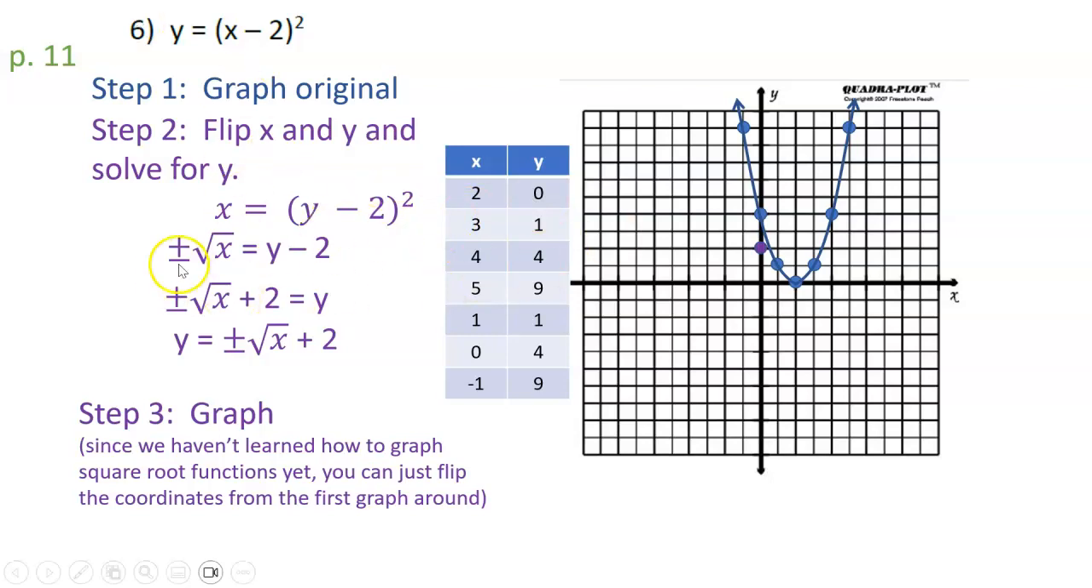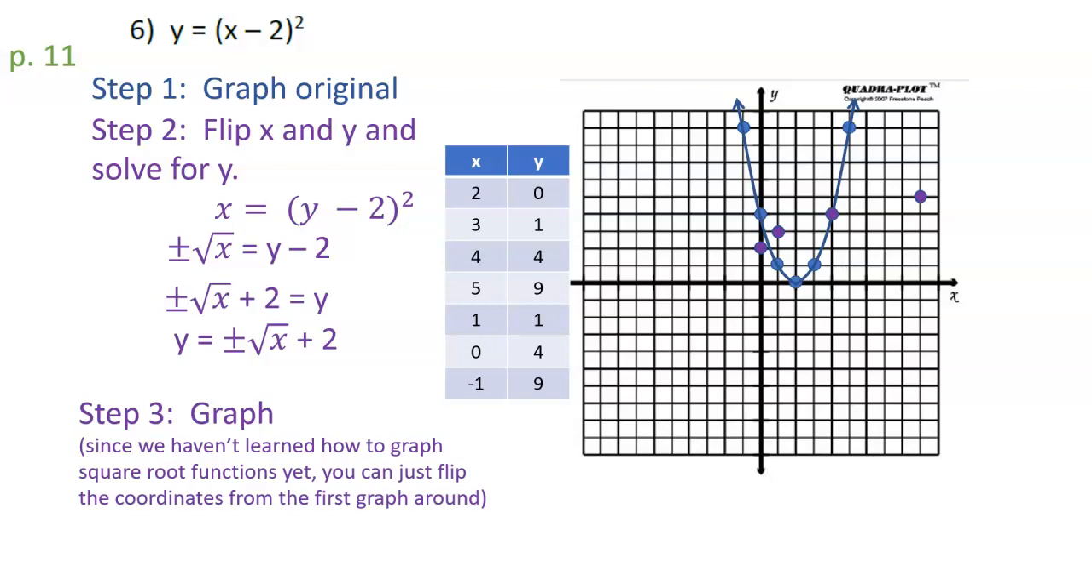Okay, the next point was 3, 1. Instead of doing 3, 1, we're going to do 1, 3. 4, 4 flipped is still 4, 4. 5, 9 would be 9, 5. So starting at 0, 0, we're going right 9 and up 5. And you can kind of see that it's just like the parabola, but laying on its side.